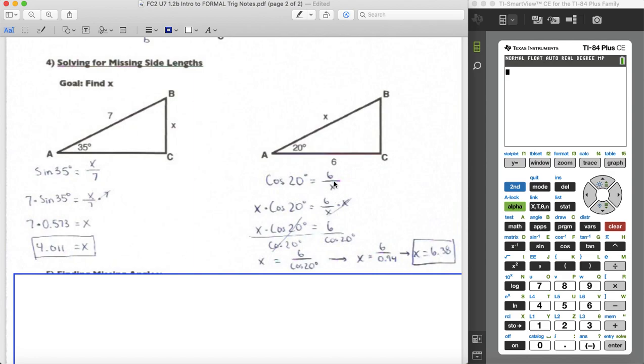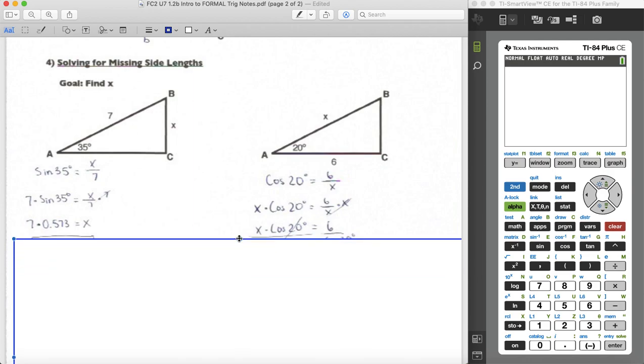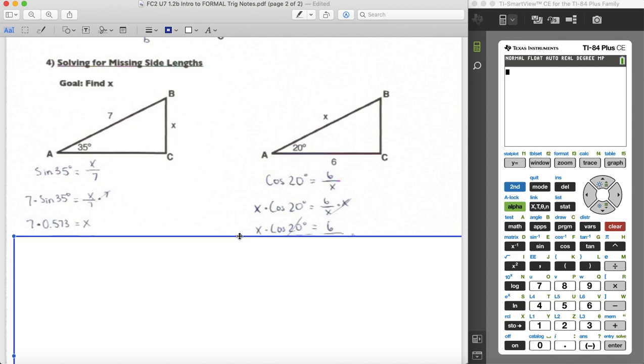Well, I multiply by the denominator. So if my denominator is x, I'm going to multiply both sides by x. So I do x times cosine of 20 on the left side of the equation, and 6 over x times x on the right. The x's cancel out, and we are left with x times the cosine of 20 degrees equals 6.